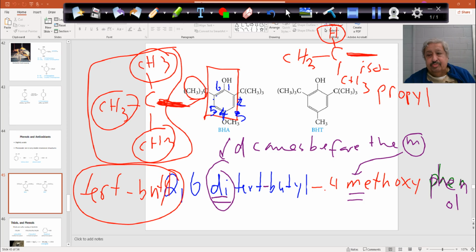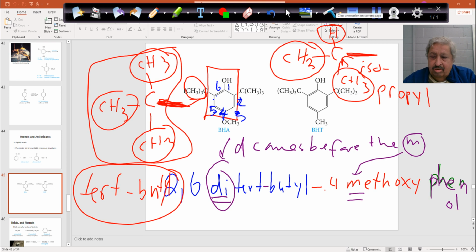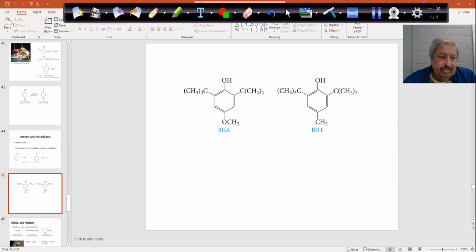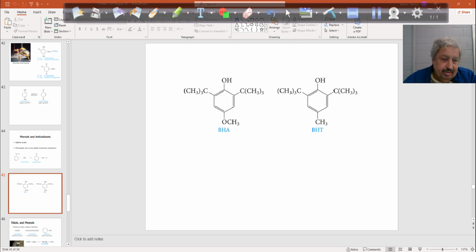If you have two groups like here, connected to one carbon, that's a propyl. And then the word iso is used because they are bent. They come like this one, bent in the molecule, correct? So that's the naming of this one here.